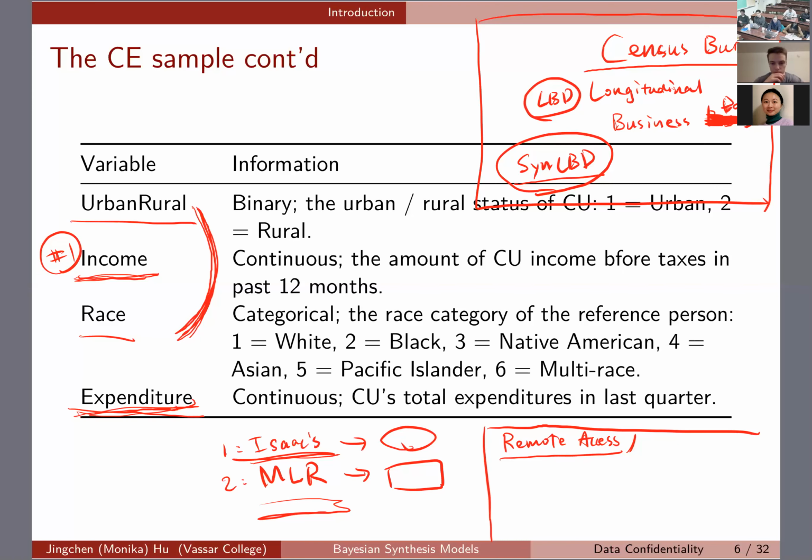So one last point about the synthetic LBD before we move on. I mentioned this mostly because there are documentations out there about how data privacy protection methods are applied to those public use files before they're released. And if you're particularly doing synthetic data, we know that they're generated from Bayesian models. You apply models on them and then you generate synthetic or fake data from those parameter draws.